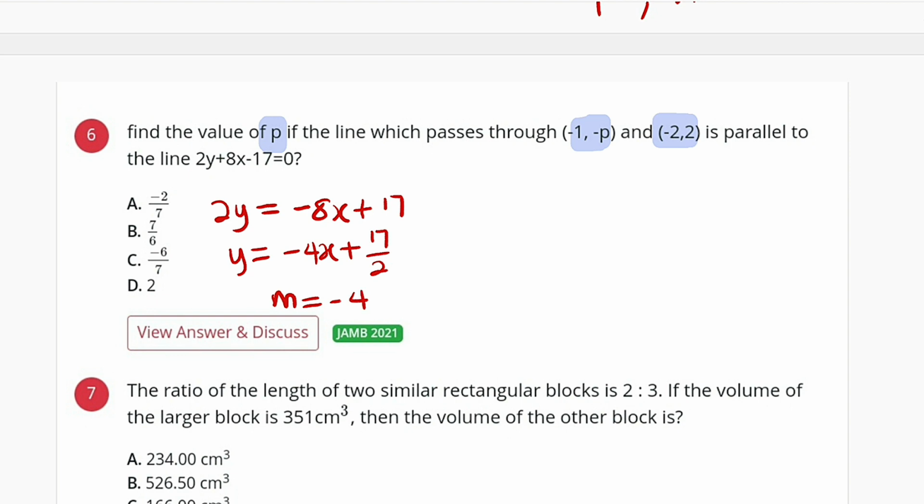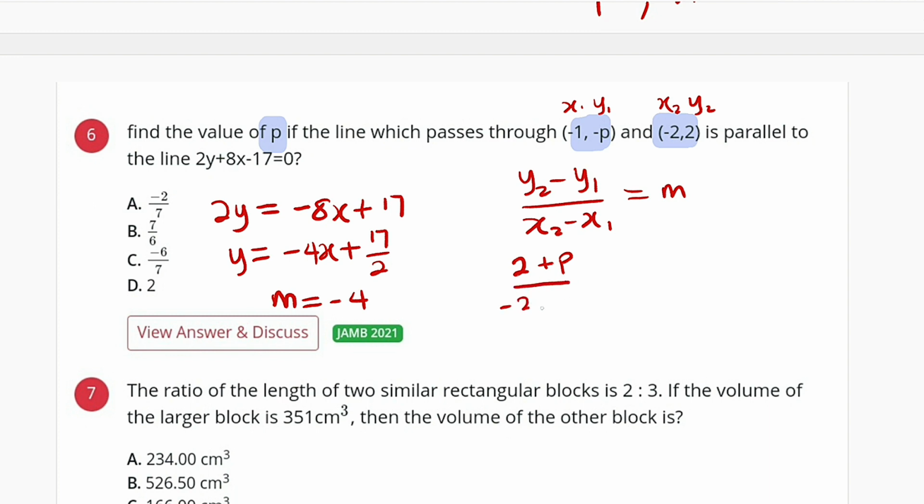If m is equal to negative 4, remember that y2 minus y1 divided by x2 minus x1, which is the slope, is equal to m. And remember, from here we have x1, y1, x2, y2. Let's just substitute. We start with y2, we have 2, then minus y1, which is p, negative, so this becomes positive, divide by x2, which is negative 2, then minus x1, minus is plus 1, and this is equal to m, which is negative 4.